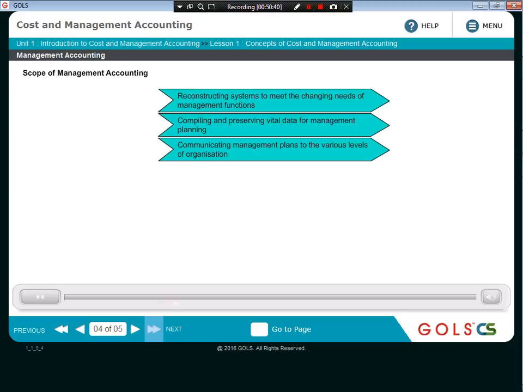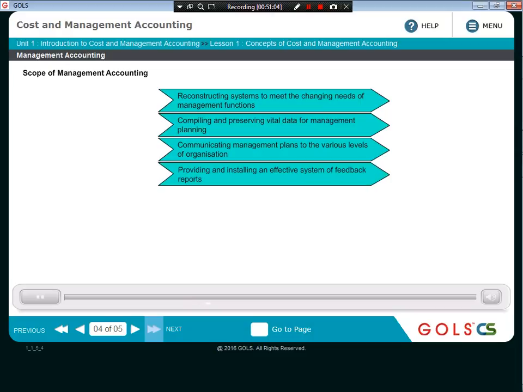If any decision has been taken, that has to be implemented at the different levels of the organization. Even why we are doing it should be known by the labor at a lower level: why I am doing this, what the benefit will be for the organization, and ultimately how I will be benefited. That is what communicating the management plans means, and it is done by management accounting.